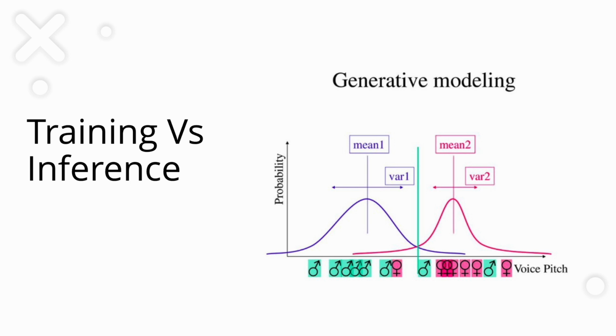Let's see it in one dimension. On the x-axis over here is the pitch. The pitch is the quality of the voice, which determines the shrillness or sharpness of the voice. I have sampled some male voices, represented by green, and the pink represents the feminine. The feminine voice has higher pitch, right? And it's towards the right.